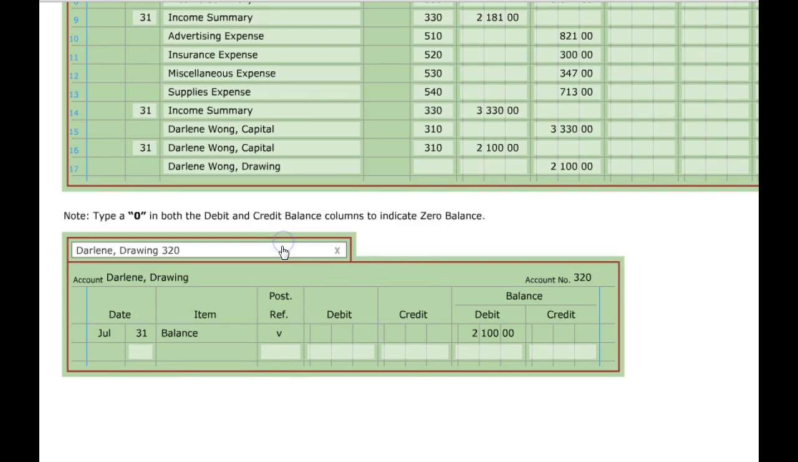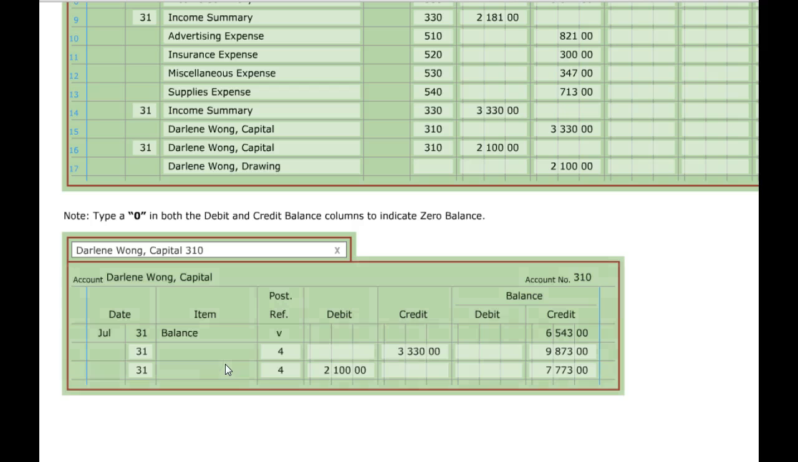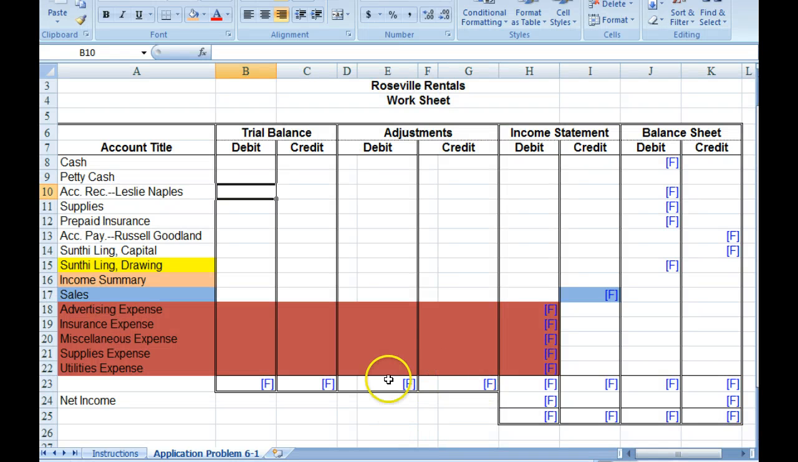I'm not going to go over that, but here's the key thing. This number right here is the same number for capital that we have on our balance sheet. So very, very, very important for you to recognize that. So that's how you do the income closing accounts. Once again, step 1 is sales. Step 2 is all your expense accounts. Step 3 is income summary.